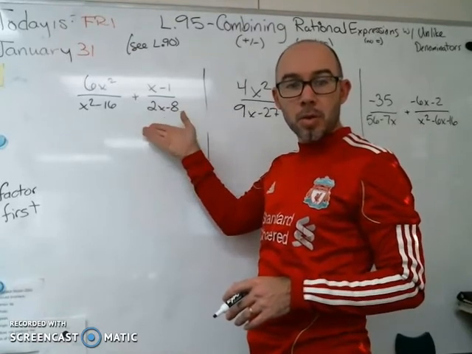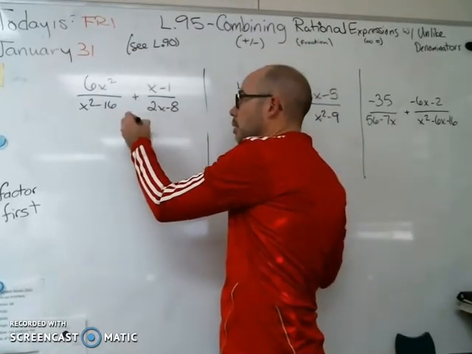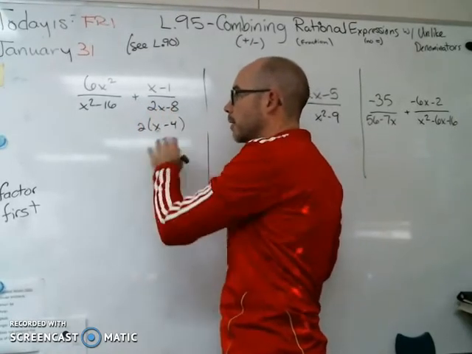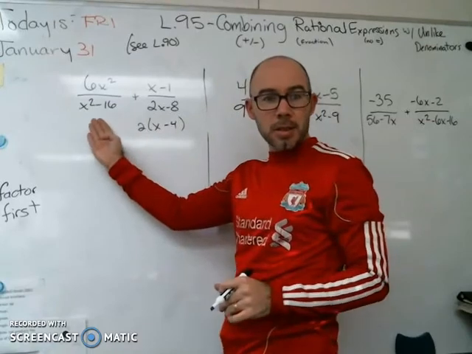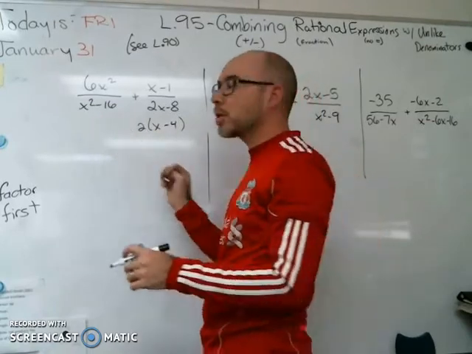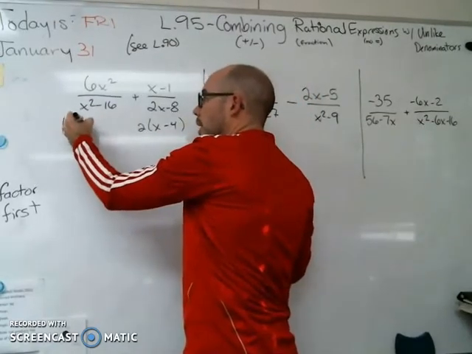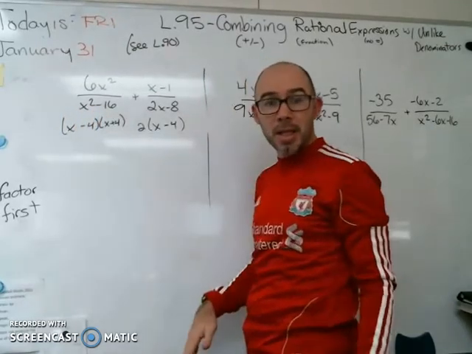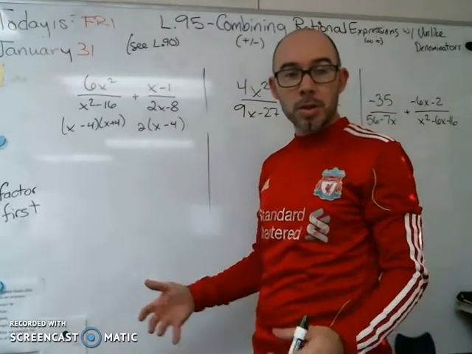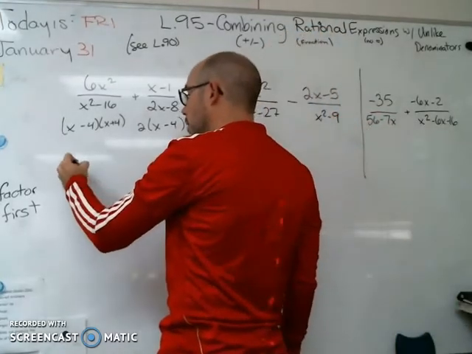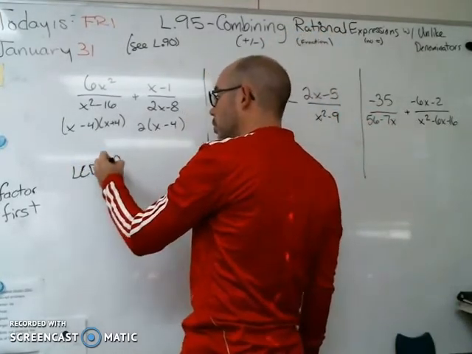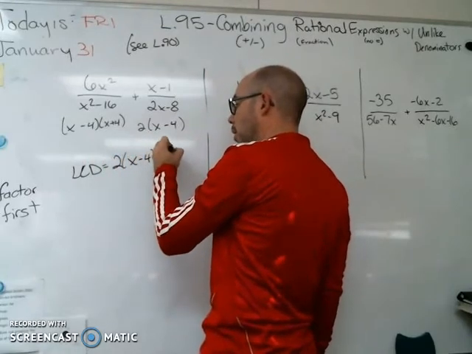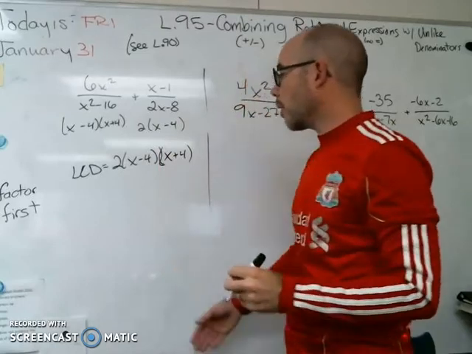There's a 2 and there's an 8. And so we think divide out the 2, and so that's factored. This is a difference of 2 squares. This one factors down to x minus 4, x plus 4. You have to be able to see that in order to do this. If you're going to collect the least common denominator, we've got a 2, we've got an x minus 4, and we've got an x plus 4.